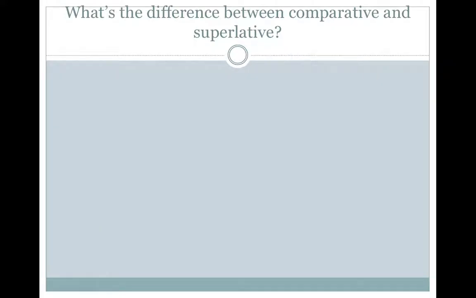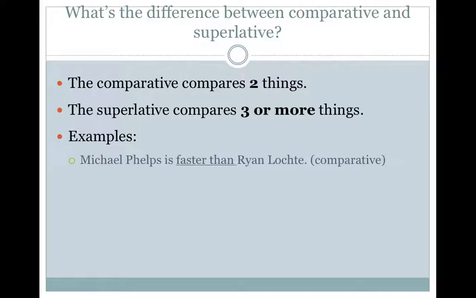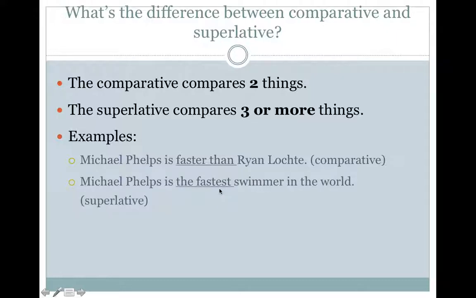So just a quick recap, the difference between the comparative and the superlative. Comparative compares two things. Superlative compares three or more things. And so if we want to take an example in the comparative and change it to the superlative, we can do it like this. So for example, we have Michael Phelps is faster than Ryan Lochte. That's comparative because we have two things being directly compared. If we want to change that to the superlative, it becomes Michael Phelps is the fastest swimmer in the world. So now out of all of the swimmers out there, he's the fastest.